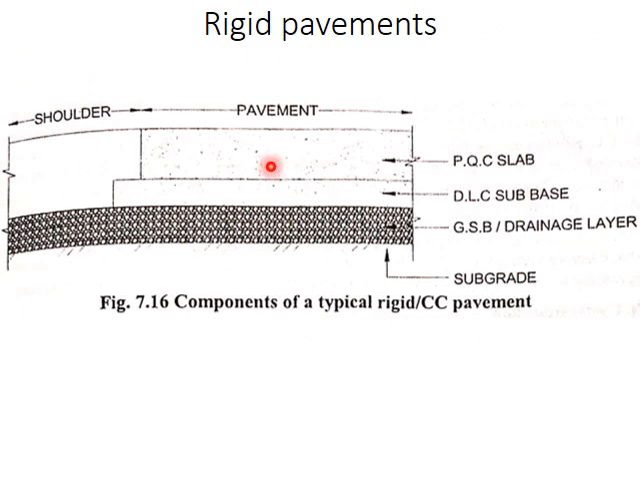So next comes the rigid pavements. You can see the different layers of rigid pavements in the figure. At the top layer you have the PQC, or pavement quality concrete slab. Below that you have the DLC subbase, that is the dry lean concrete subbase, and below that you have the GSB or drainage layer, which is the granular subbase or drainage layer. At the bottom you have the subgrade.